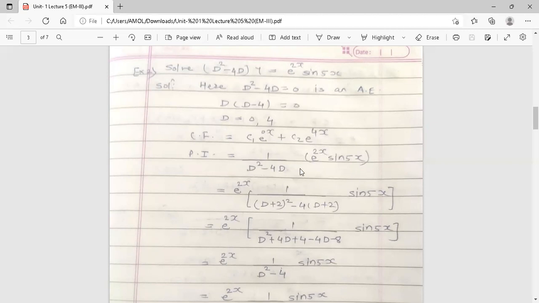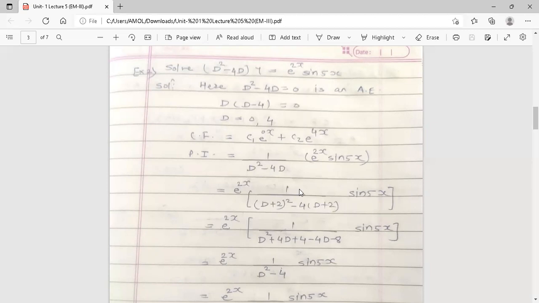So how to solve for the exponential function first? Replace the term D by D plus a, where a is the coefficient of the exponential function. Here the value of a is 2. So you replace D by D plus 2, and your denominator term will be 1 upon (D plus 2) whole square minus 4 into bracket (D plus 2) into sine 5x, bracket complete. The e raised to 2x goes outside the bracket, because its work is over after replacing D by D plus 2. Again the next step, e raised to 2x as it is.